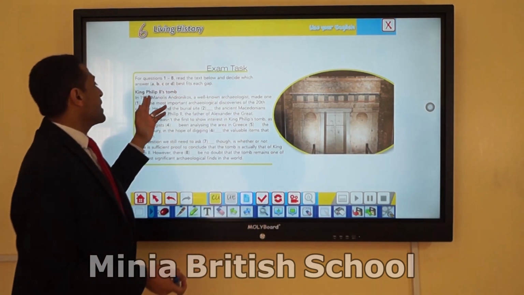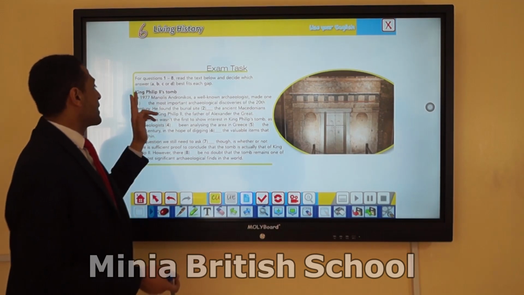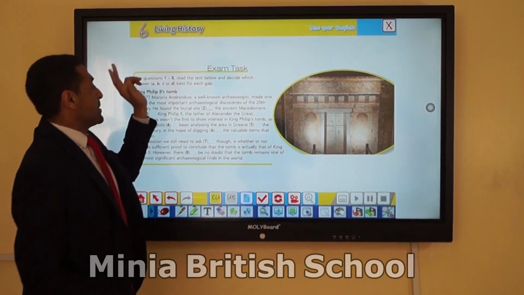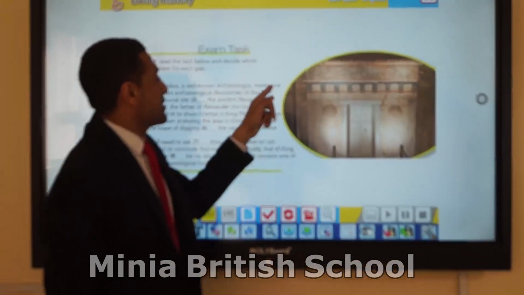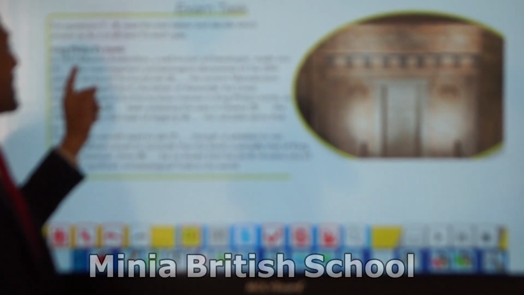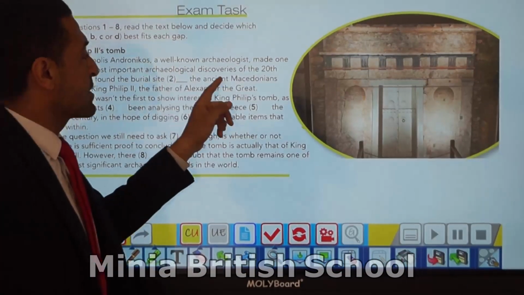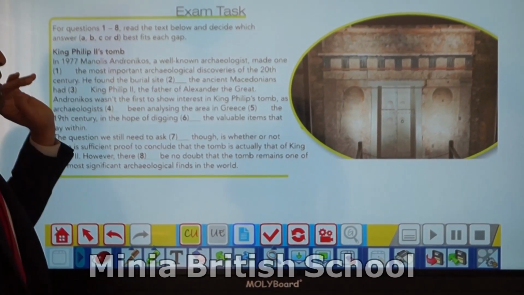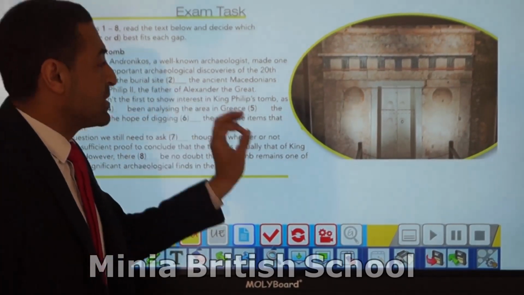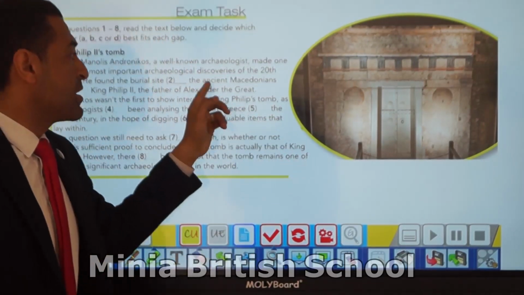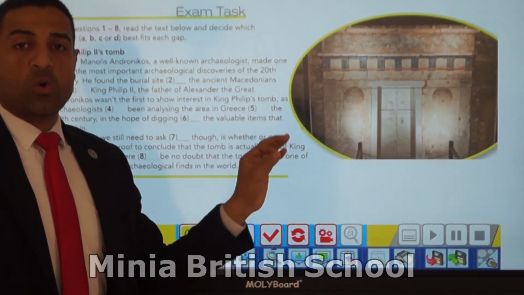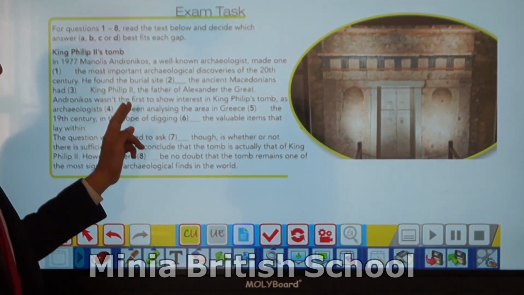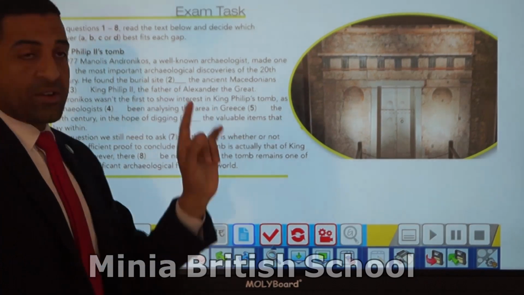So here, King Philip II stood. In 1977, Manlius Andreikis, a well-known archaeologist, made one space the most important archaeological discoveries of the 20th century. He found a burial site, space the ancient Macedonians. And here the word Macedonians, it means the native people for Macedonia, the country. Had space King Philip II, the father of Alexander the Great.